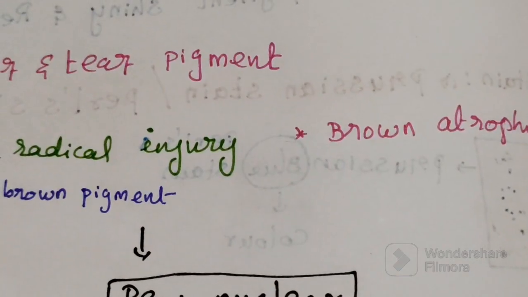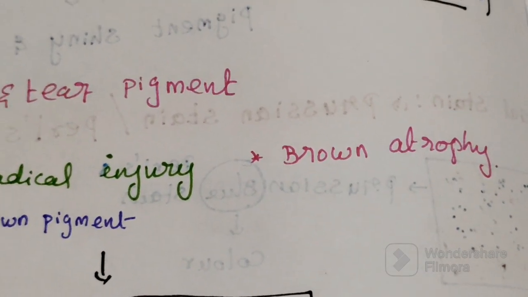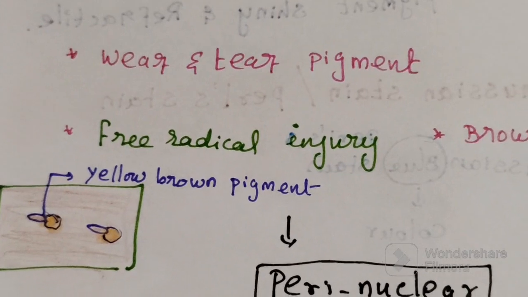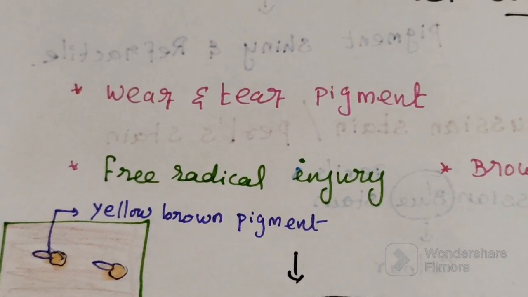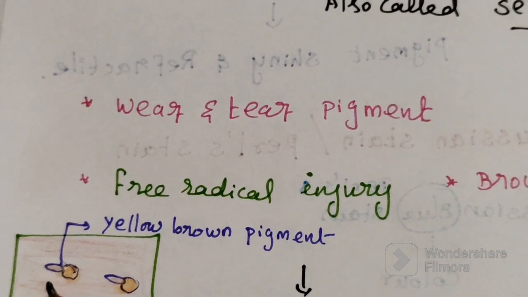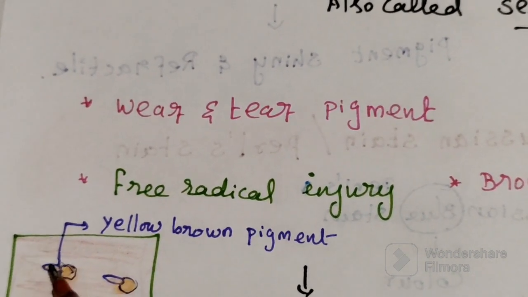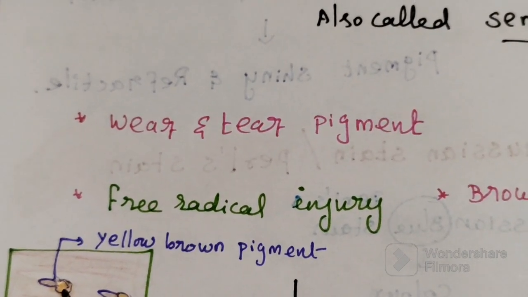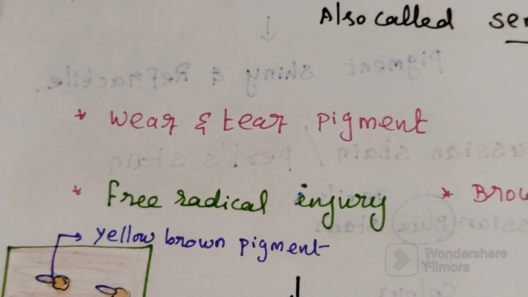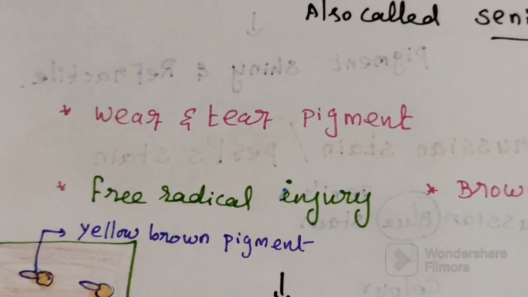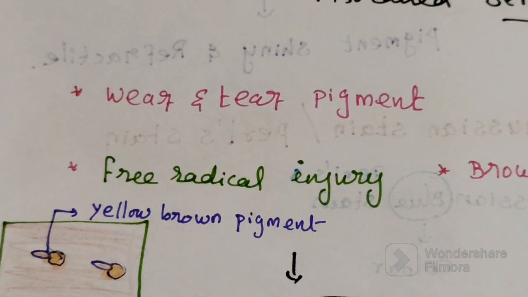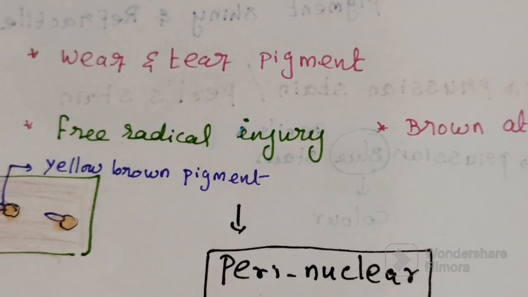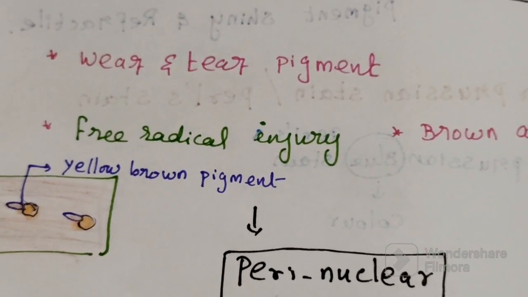Next one is brown atrophy, because of its color. In this particular slide, this is the cell, this is the nucleus, and there is yellow brown pigment. That is the most characteristic finding. These tend to be perinuclear deposits of lipofuscin.